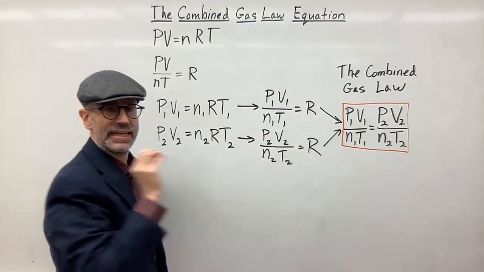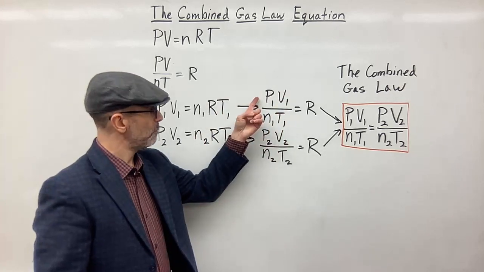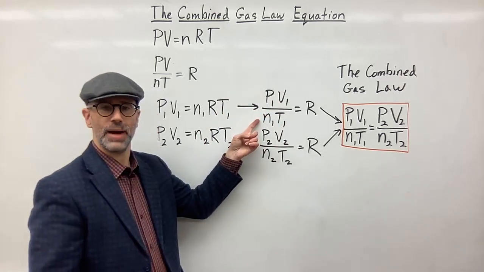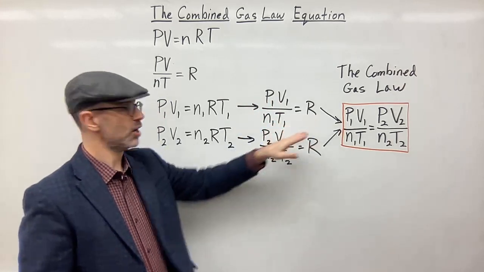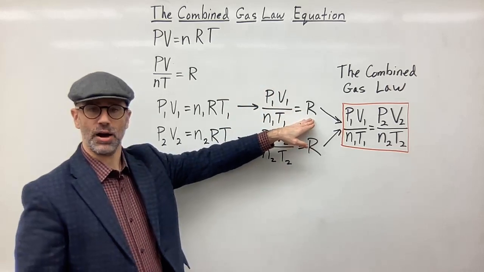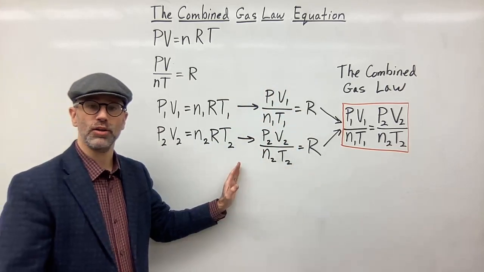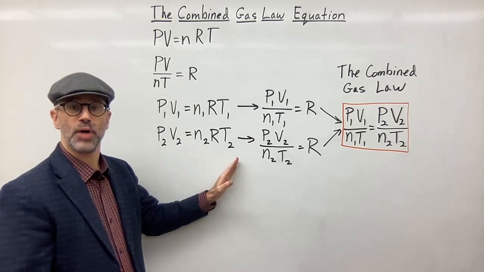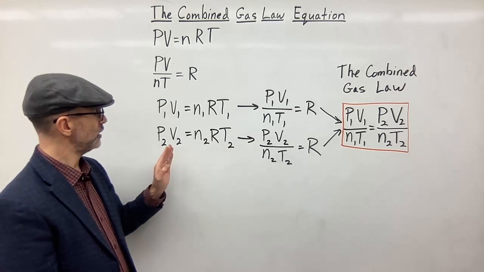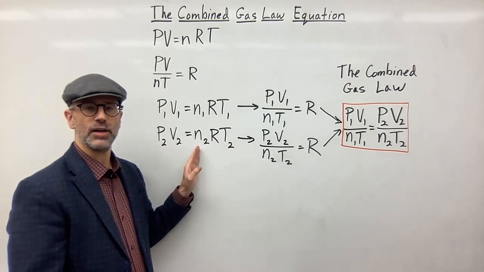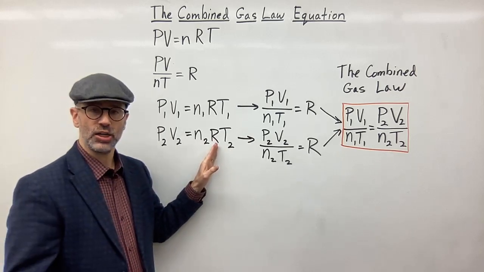So here I have an initial set of conditions. Here's my initial pressure, volume, amount of gas, and temperature, and that should equal R. So when I multiply and divide these, I get R. Now, what happens if I change all of the properties? I change the conditions. I change the pressure, I change the volume, I change the amount of gas, and I change the temperature. Of course, R doesn't change.